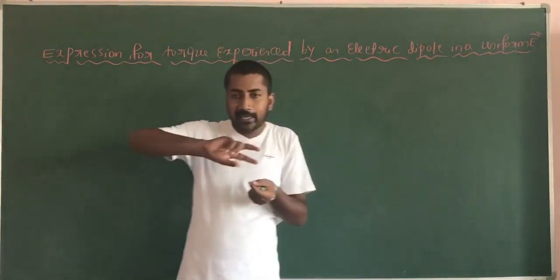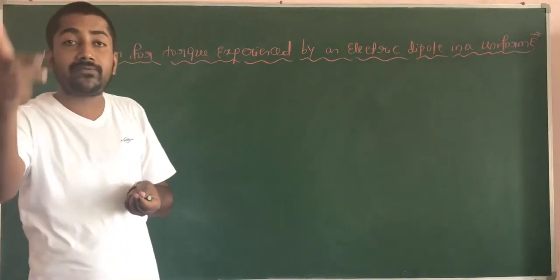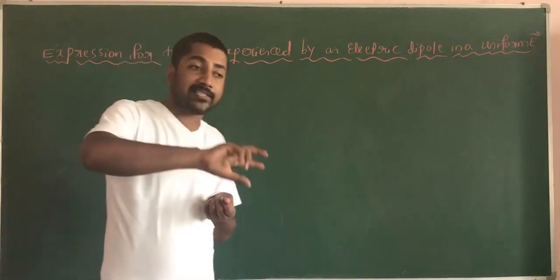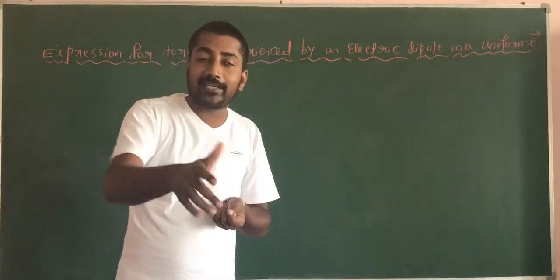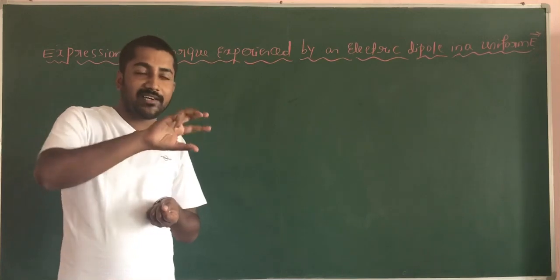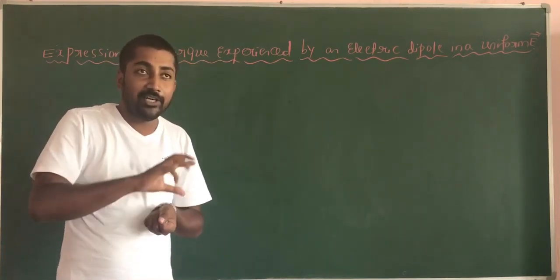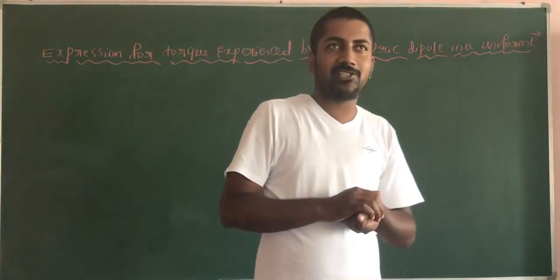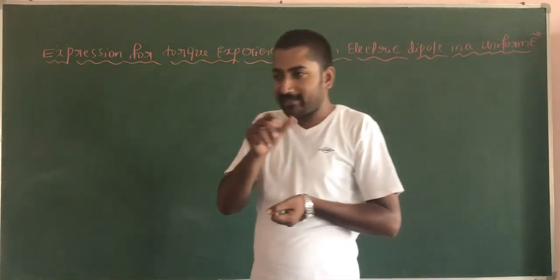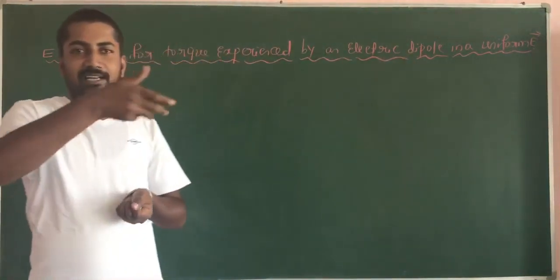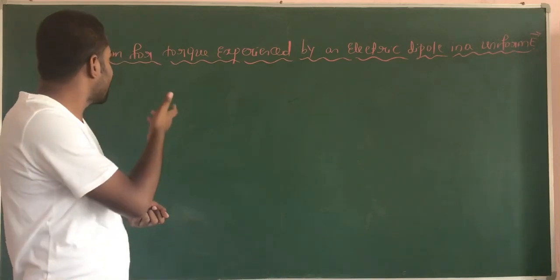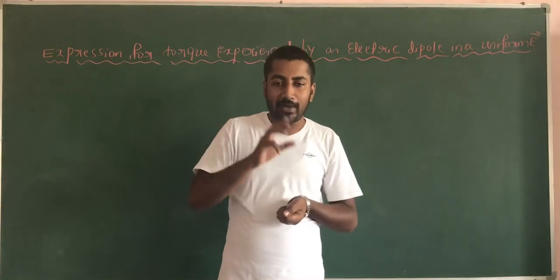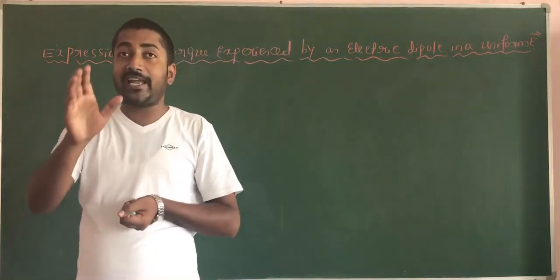Here the electric dipole is placed in an external uniform electric field. When the electric dipole is placed in an external electric field, it produces a certain torque. Torque is nothing but twisting force. Already in the first PUC classes we have studied what is torque, the SI unit of torque and the conditions of torque. In this class I am going to discuss the torque produced due to an electric dipole when it is placed in an external electric field.